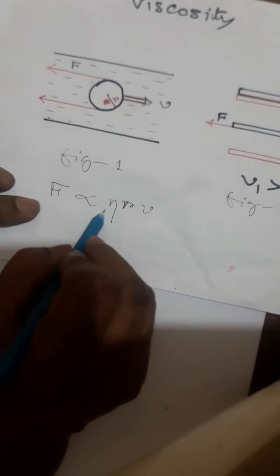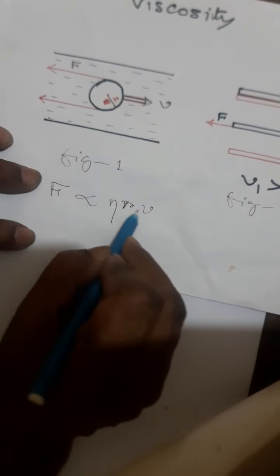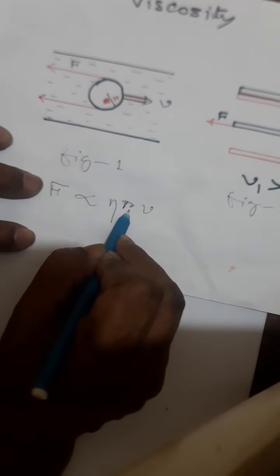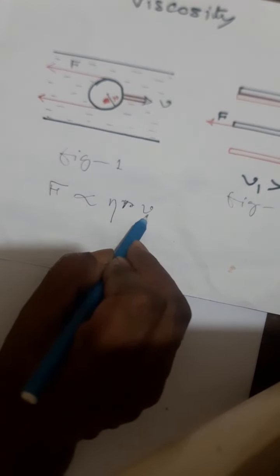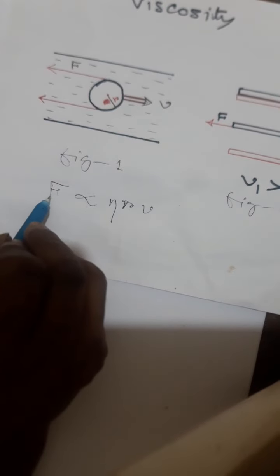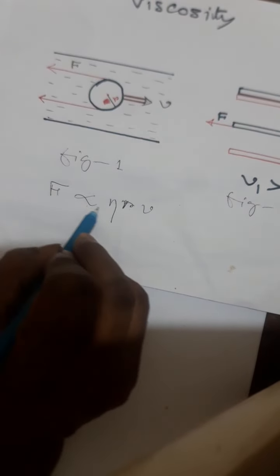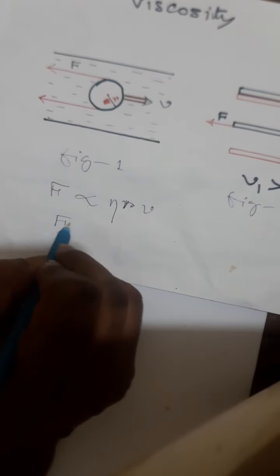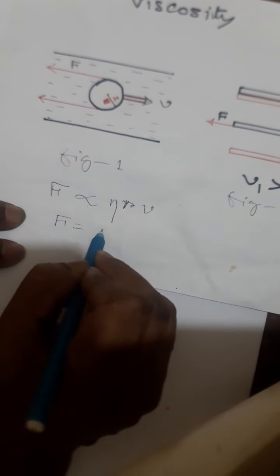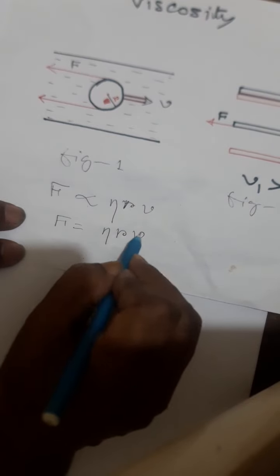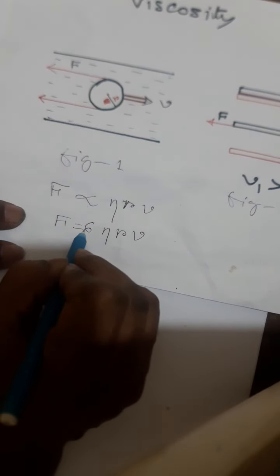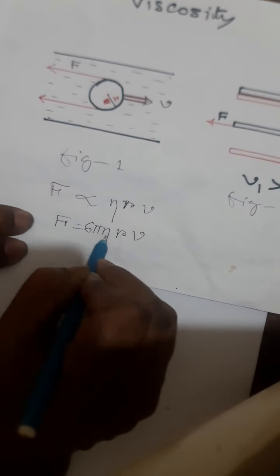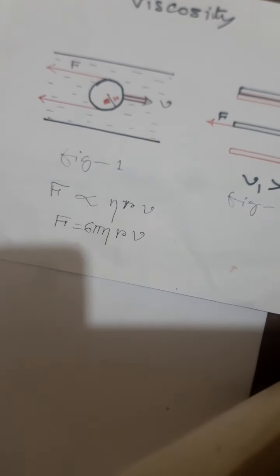F is proportional to eta, F is proportional to r, and F is proportional to v. Then we may write F is proportional to eta r v. F equal to some constant times eta r v. This constant is 6 pi. So we can write F equal to 6 pi eta r v. This is Stokes' law.